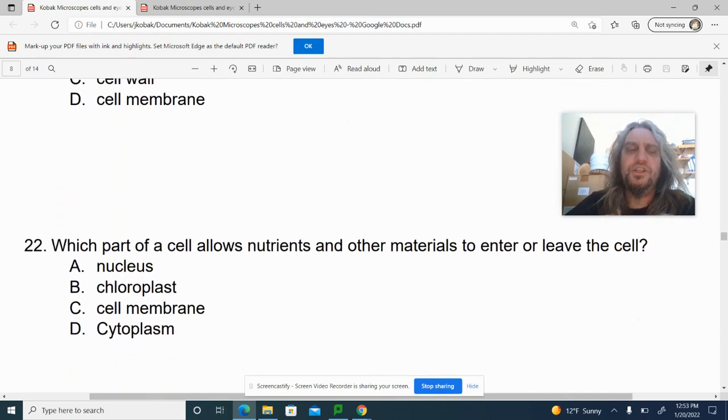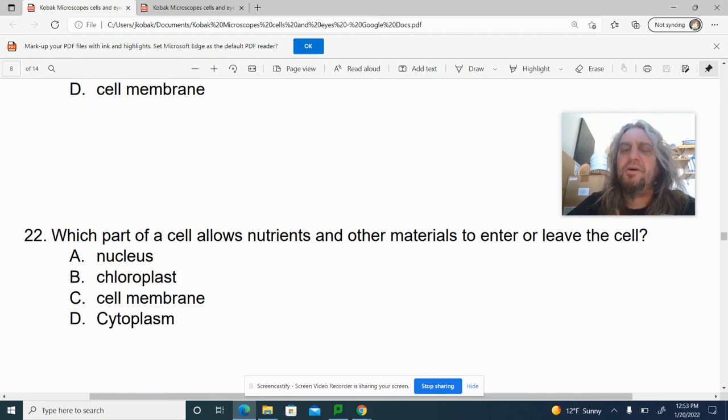Question number 22. Which part of the cell allows nutrients and other materials to enter or leave the cell? A, nucleus. B, chloroplast. C, cell membrane. D, cytoplasm.